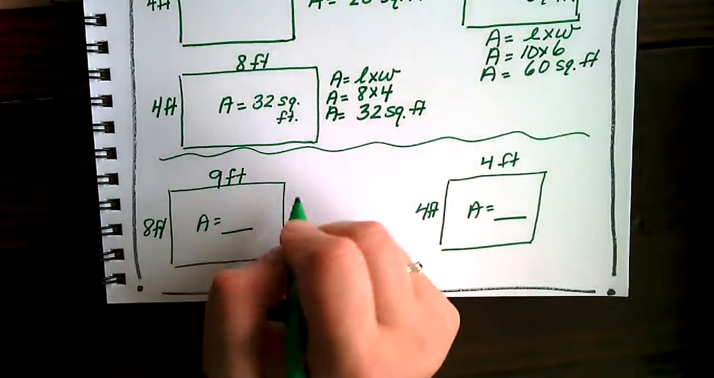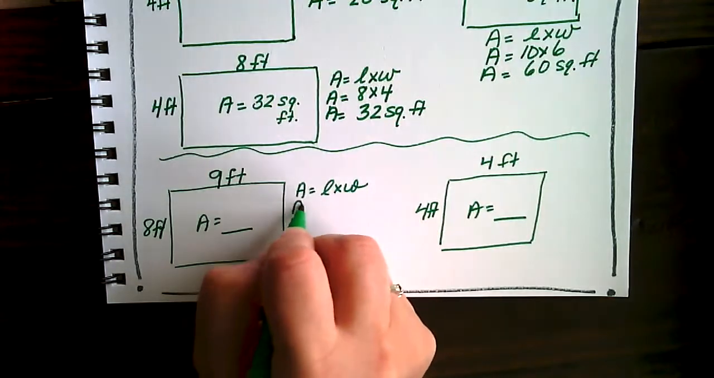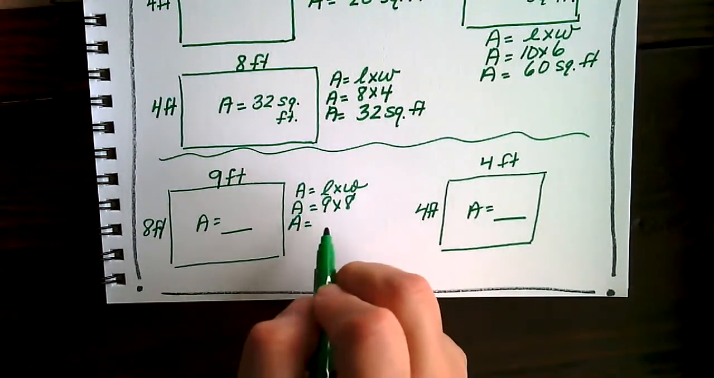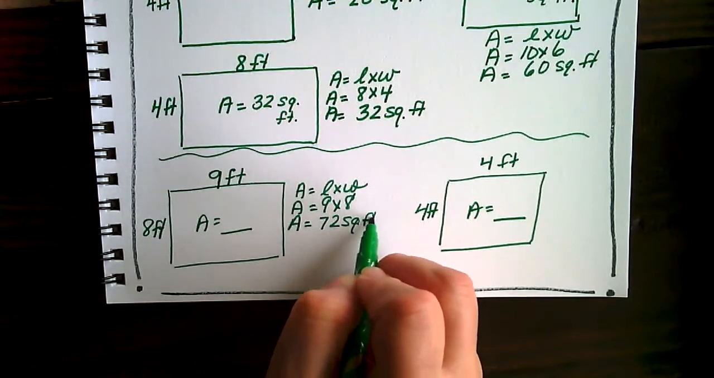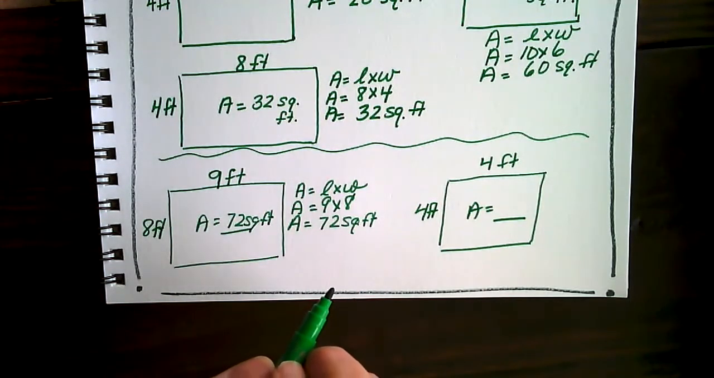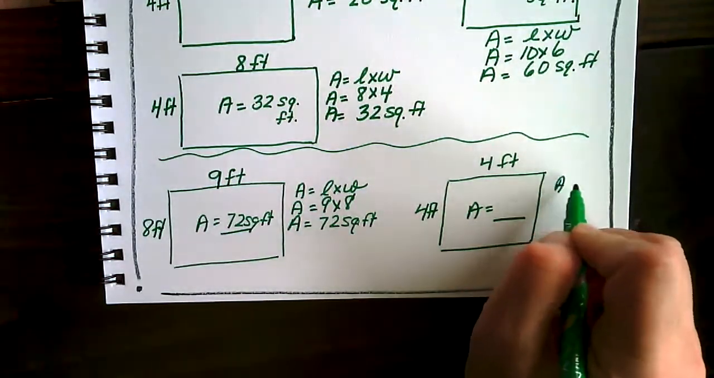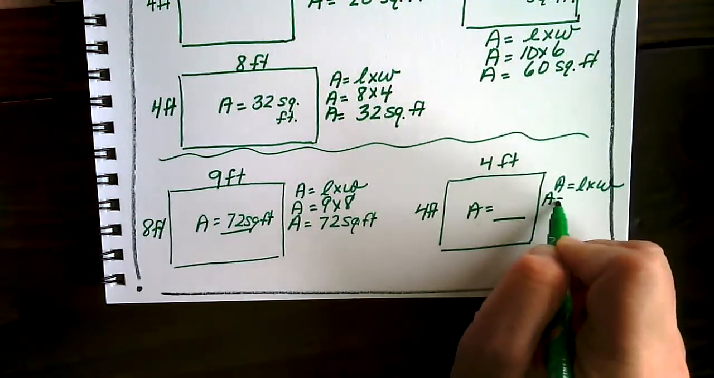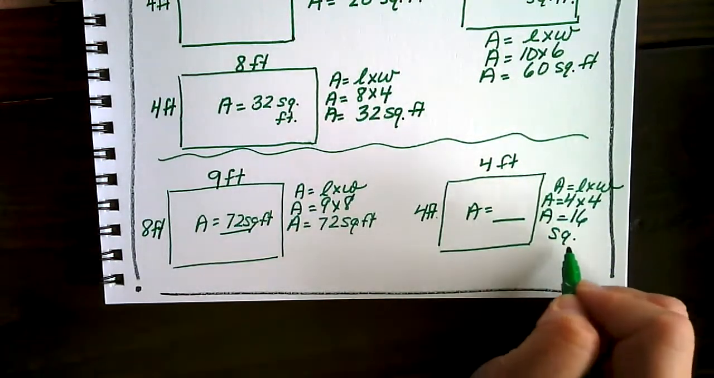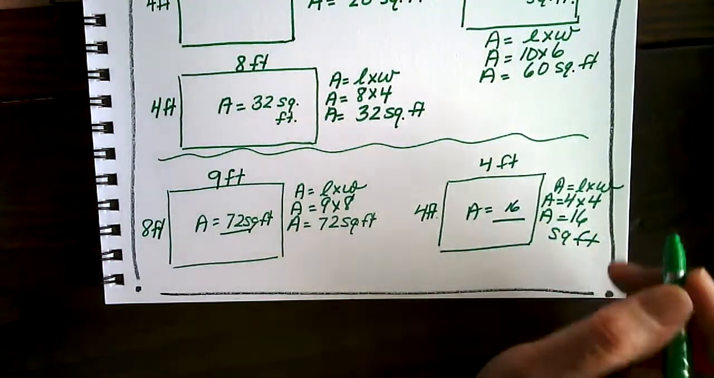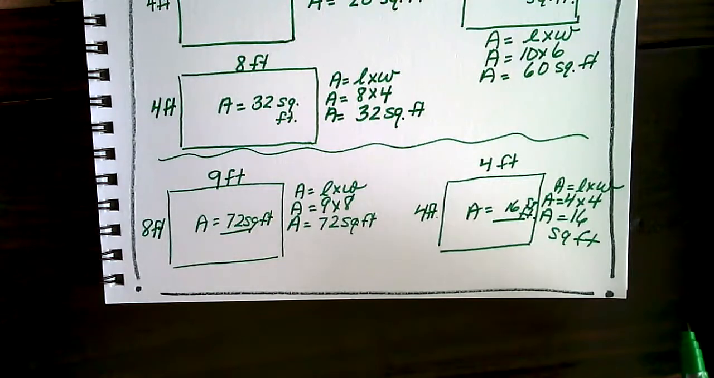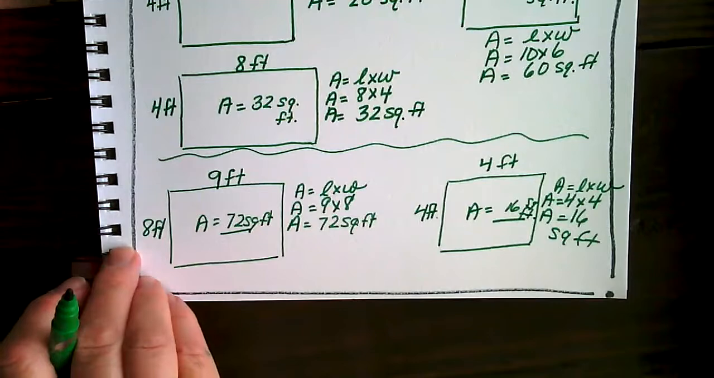Okay, let's check your work. So area equals length times width. Area equals 9 times 8. The area of my bedroom, 72 square feet. I would need 72 square feet of hardwood flooring for my bedroom. Okay, let's try the bathroom. Area equals length times width. Area equals 4 times 4. Area equals 16 square feet. You can see that knowing your multiplication facts is really important at this point.